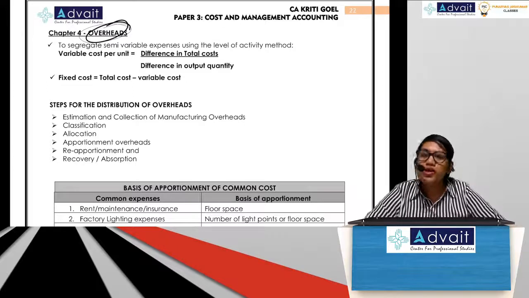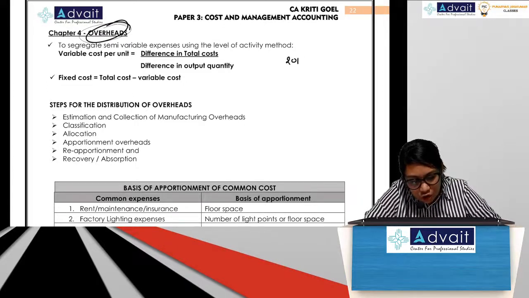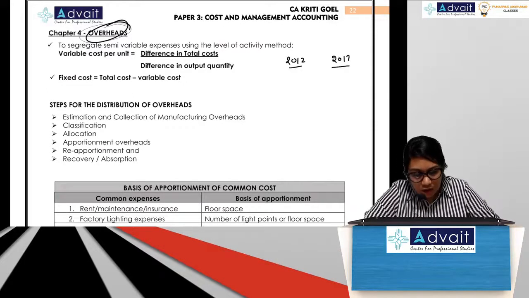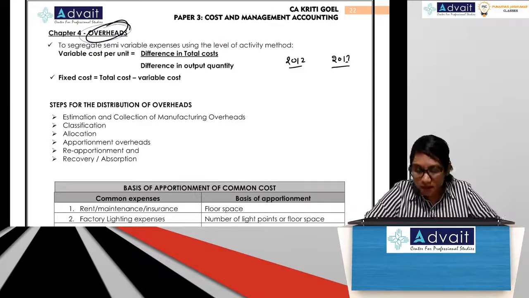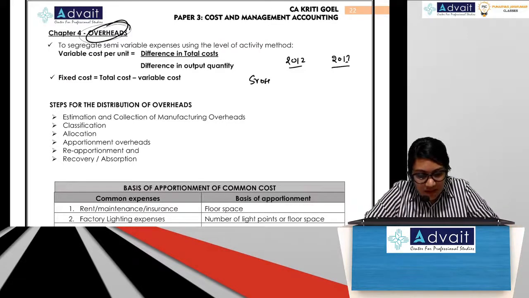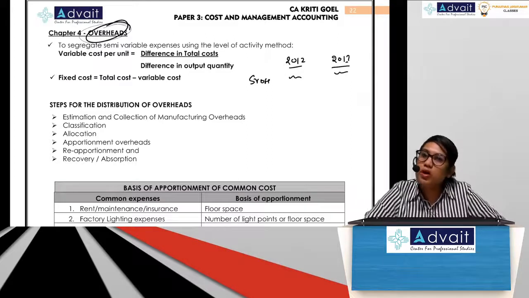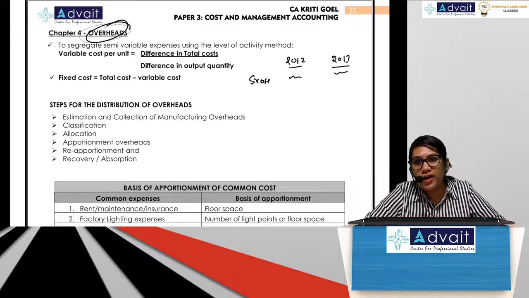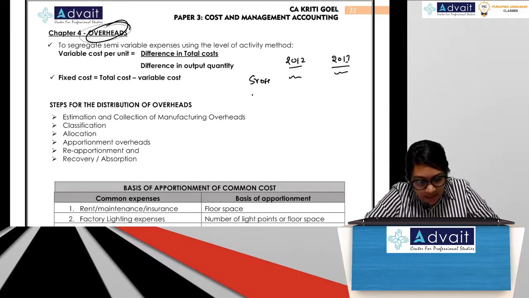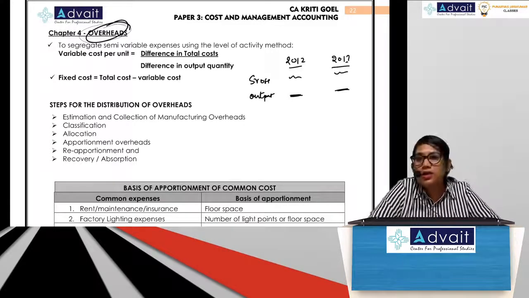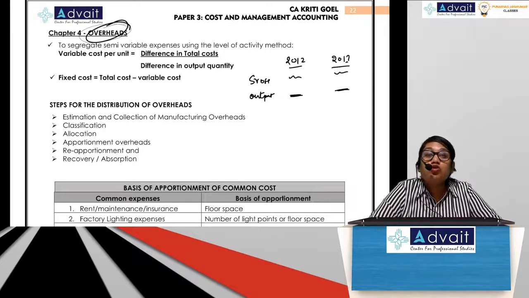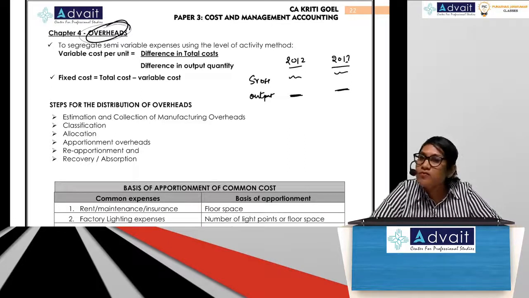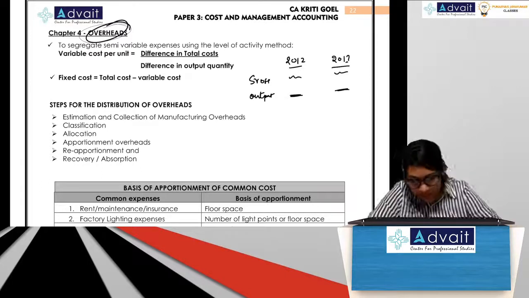Usually what they do is, they will give you two periods, let's say 2012 and 2013. They will give you semi-variable overhead for 2012, semi-variable overhead for 2013, and they will give you the output for 2012 and 2013. So you may have to split this cost into its fixed and variable component. So how do you do it?